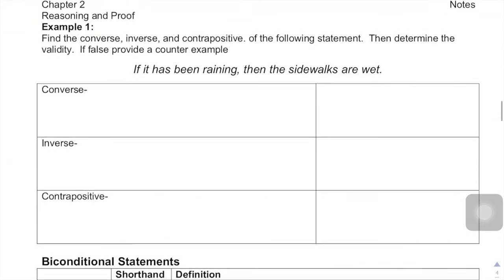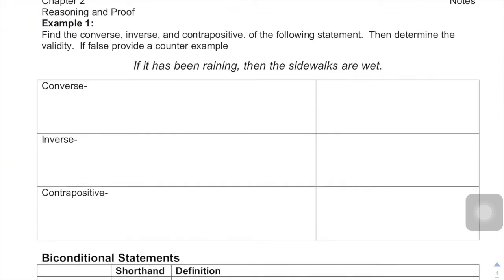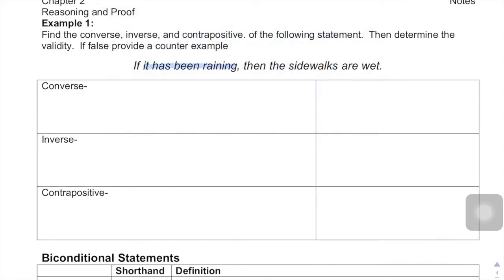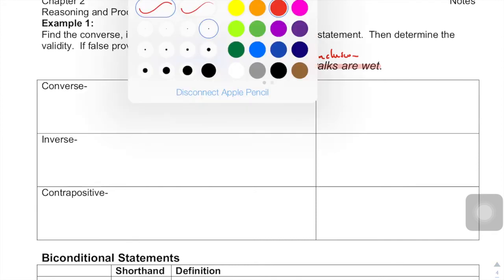All right, so these are the different forms of conditional statements. Let's take a look at an example here. Find a converse, inverse, contrapositive of the following statement, then determine the validity. So whether or not it's a true statement. If false, provide a counterexample. So we have, if it has been raining, then the sidewalks are wet. I like to mark up my text and identify first what's the hypothesis and the conclusion. So remember, a converse switches the hypothesis and conclusion.